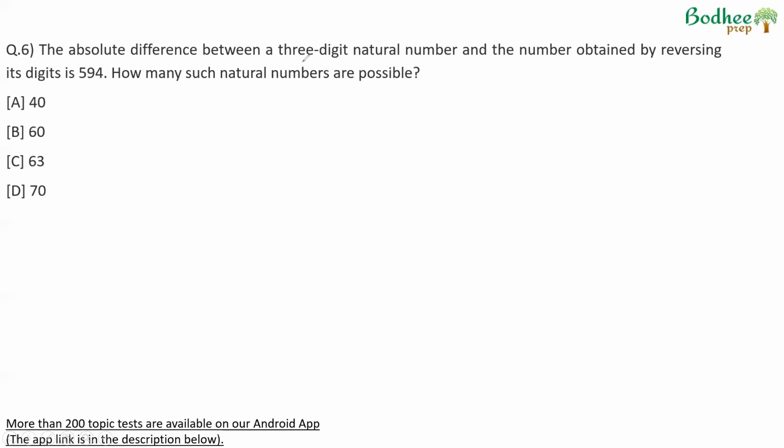The absolute difference between a three-digit natural number and the number obtained by reversing the digits is 594. So how many such numbers are possible? Suppose the digits are ABC. The number is ABC, so 100A plus 10B plus C, minus the reversed number. Reversing it will become CBA, which gives 100C plus 10B plus A. The difference is 594.